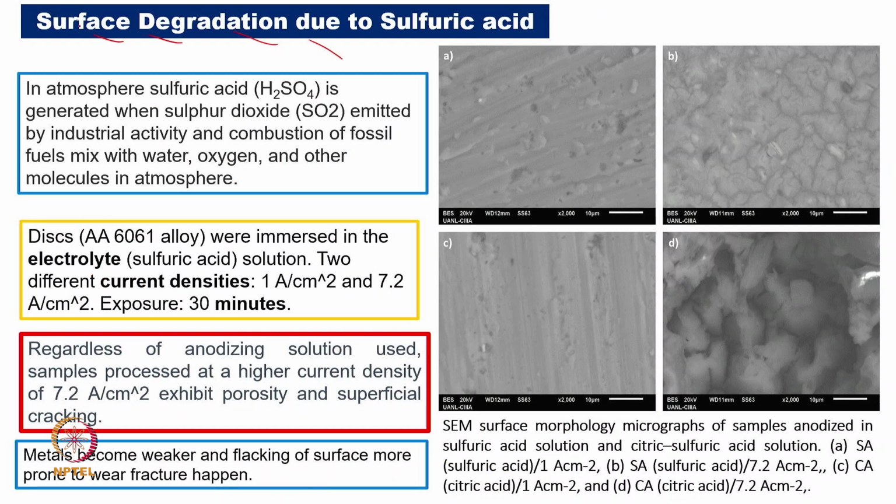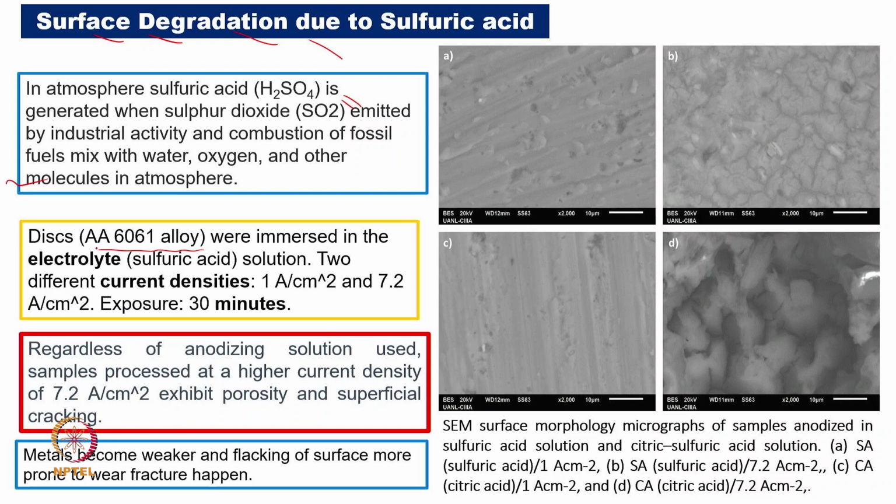Another example I'm showing here is surface degradation due to sulfuric acid. In the previous slide, I already mentioned that because of the water and SO2 contained in the environment, there is a possibility of sulfuric acid. So that's why we look at how much the sulfuric acid will impact the surface, and that too on an aluminum alloy.